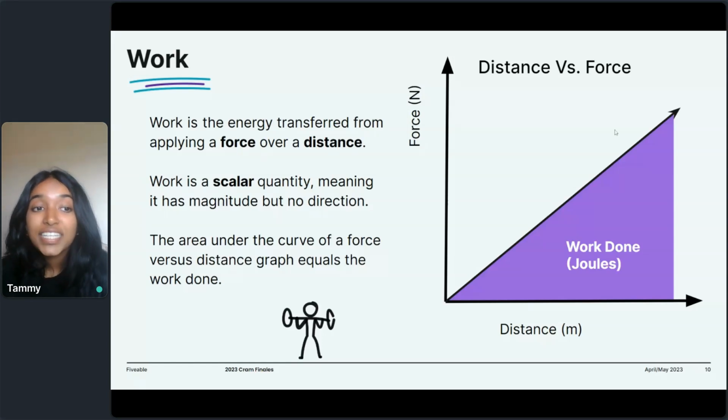Next point is that work is a scalar quantity. That means work has magnitude but no direction.